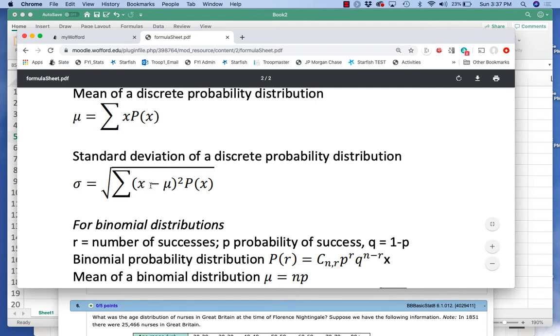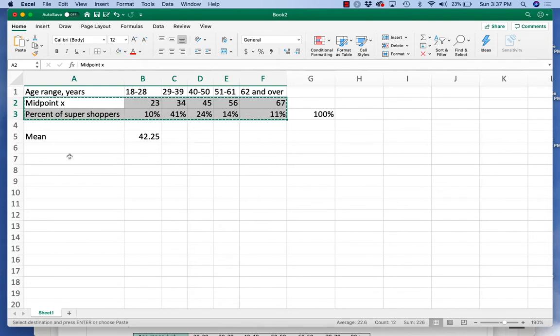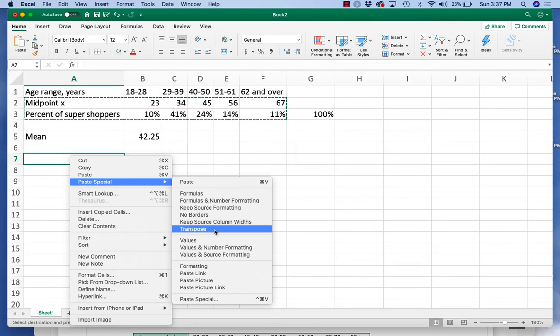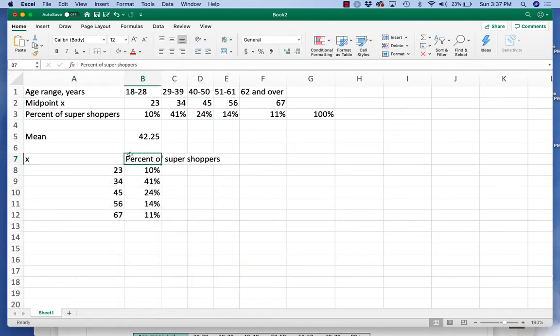All right, so then the standard deviation, I have this big formula. I want to take x minus the mean, I want to square it, and then I'm going to use sum product to multiply x minus the mean squared times p of x. So let's do that. It might be easier at this point to take these and turn them sideways. So I'm going to copy that, right click, transpose. So I have my x value and then I have my p of x.